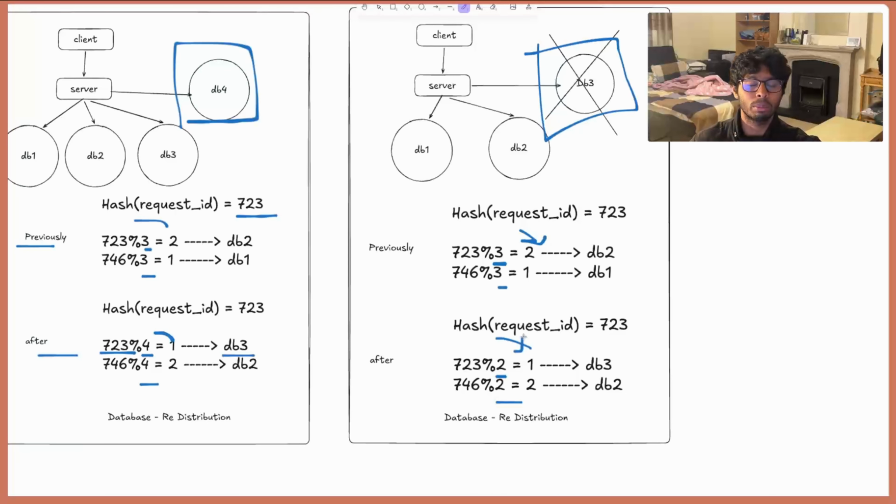Then again we have to do a proper redistribution of the data with the help of any cron jobs or anything. We'll do this redistribution, and only after that can we make the proper read calls. If we do not do the proper redistribution, then our system will not work properly. This is the issue. Now we understand what the issues with normal hashing are.